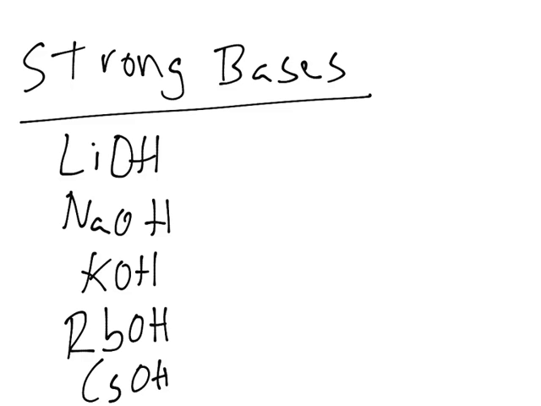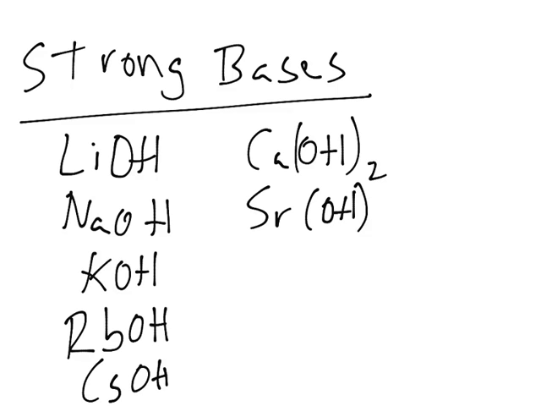Then we have some from group 2A. So calcium hydroxide, there's a 2 here. Strontium hydroxide and barium hydroxide. If you remember the solubility rules that I talked about before, basically our strong bases are the elements that will always be soluble. You remember that group 1A is soluble every time, and from calcium to barium in group 2A they will be soluble too. So the exceptions we have are what we call the strong bases.